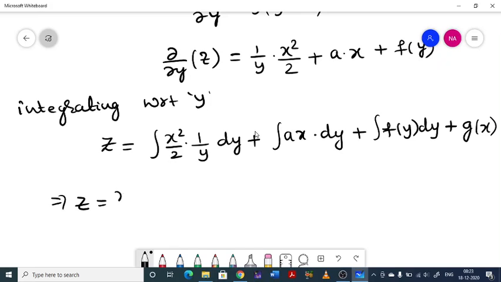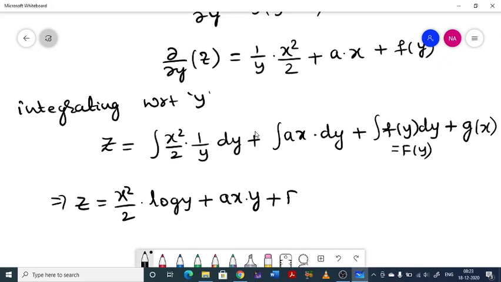So z equal to x square by 2 will be constant, so x square by 2 will be outside. 1 by y, if you integrate, you get log y. Plus here ax will be constant. Integration of dy, integration and differentiation cancel, you get y. Plus you can write the integral of f of y dy as it is, or you can write this as capital F of y, plus g of x. So this is the required solution.